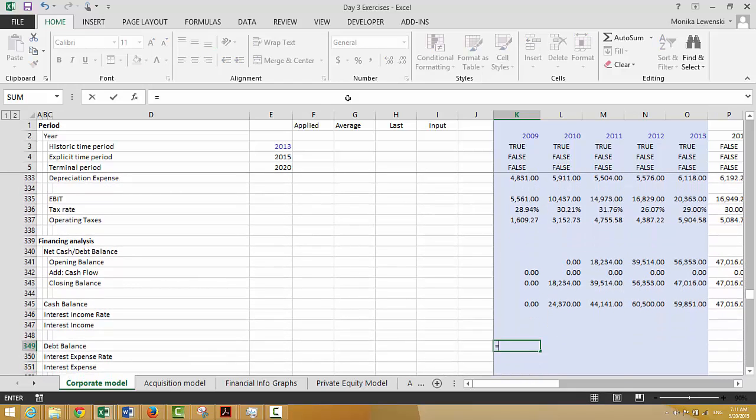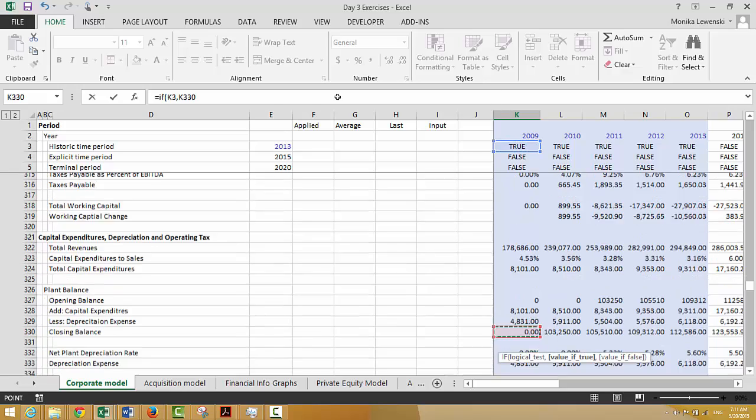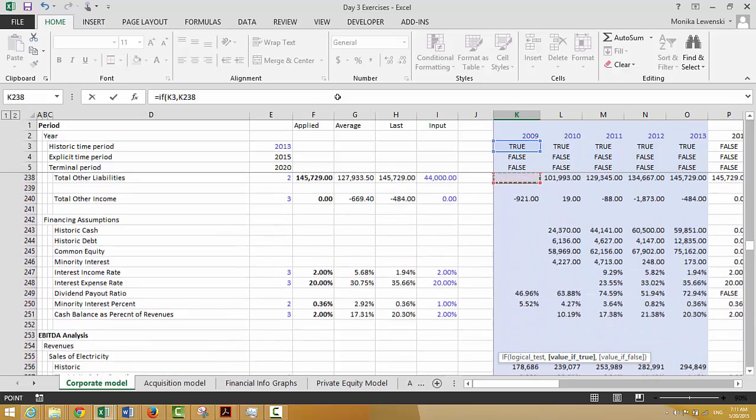So then we'll do the same thing for the debt balance. If it's the history, then we'll go up to our financing assumptions here. We'll take the historic debt. They had very little debt.